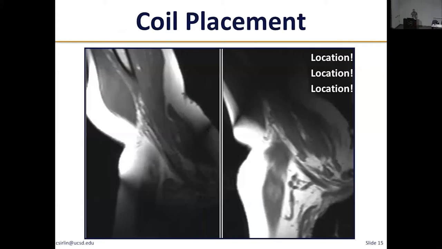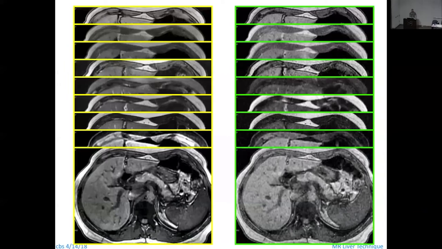Put the coil in the right place. So this was a case from many years ago where we wanted to image the axilla, and the coil was placed over the arm. And notice when that happens, we don't see the axilla very well. So what do we do? Well, you put the coil in the right place, and suddenly you can see the area of interest. So place the coils in the right place. If you're doing abdominal imaging, use a torso phased array coil. If you're doing head imaging, use a head coil.